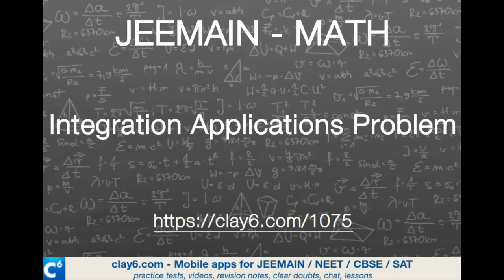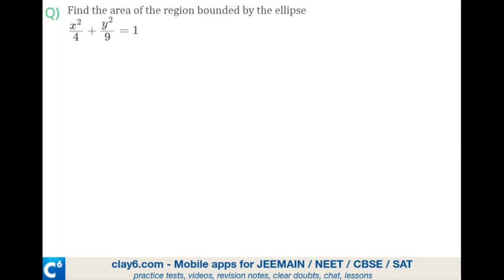A simple problem in integration applications. Find the area of the region bounded by the ellipse x squared by 4 plus y squared by 9 equal to 1.